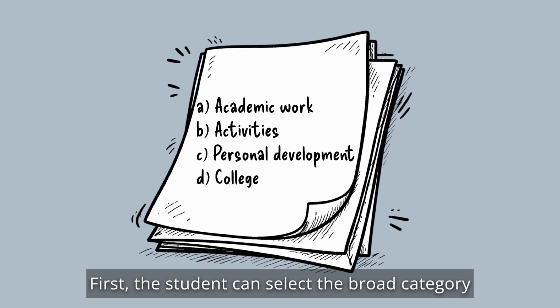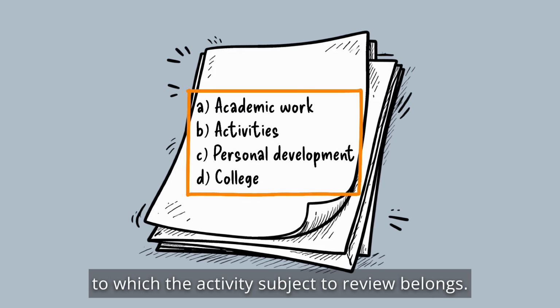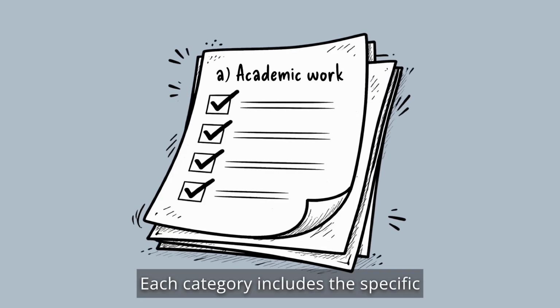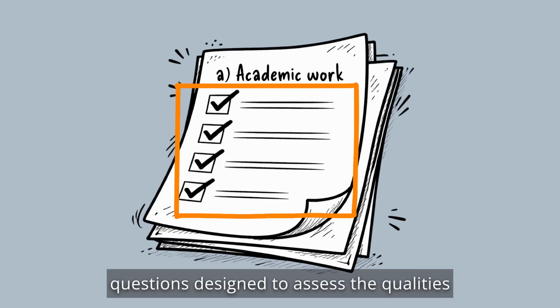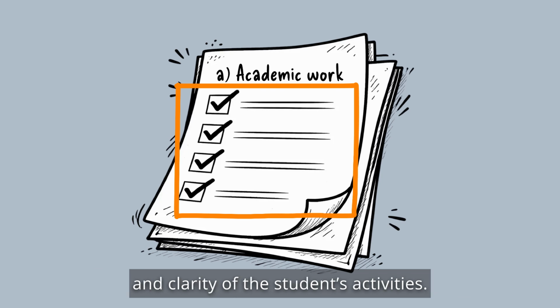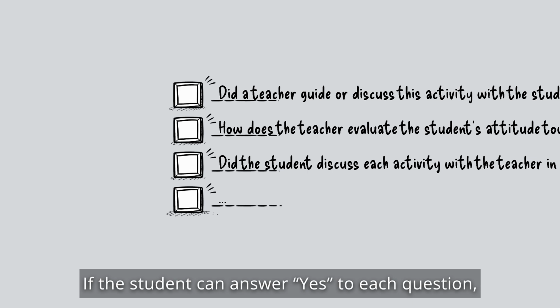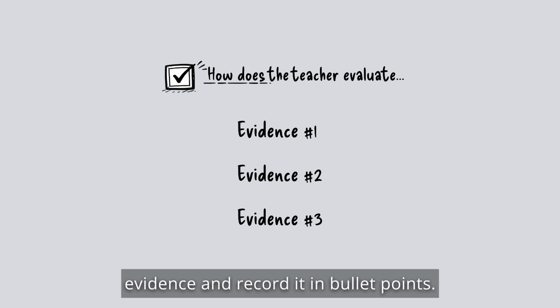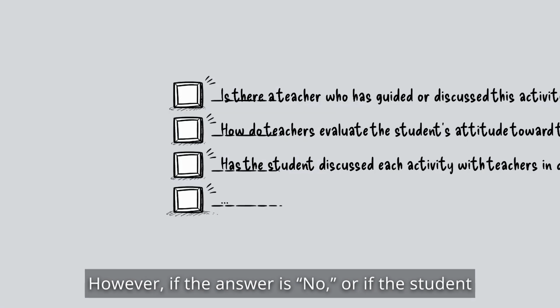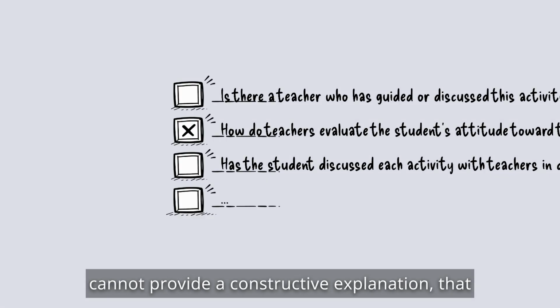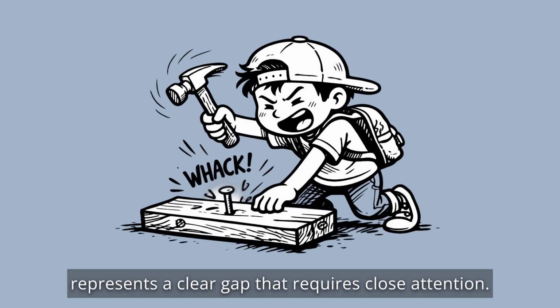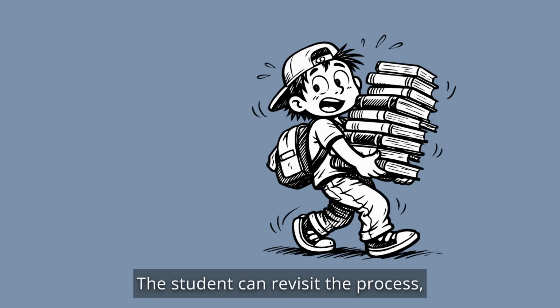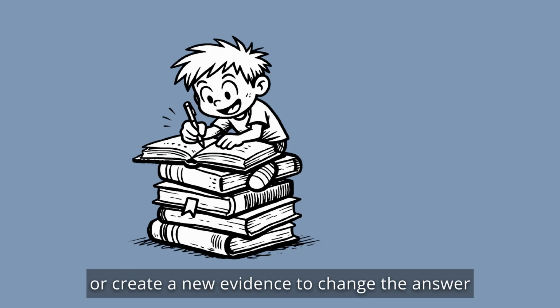First, the student can select the broad category to which the activity subject to review belongs. Each category includes specific questions designed to assess the quality and clarity of the student's activities. If the student can answer yes to each question, the student can organize the corresponding evidence and record it in bullet points. However, if the answer is no, or if the student cannot provide a constructive explanation, that represents a clear gap that requires close attention. The student can revisit the process or create new evidence to change the answer to yes.